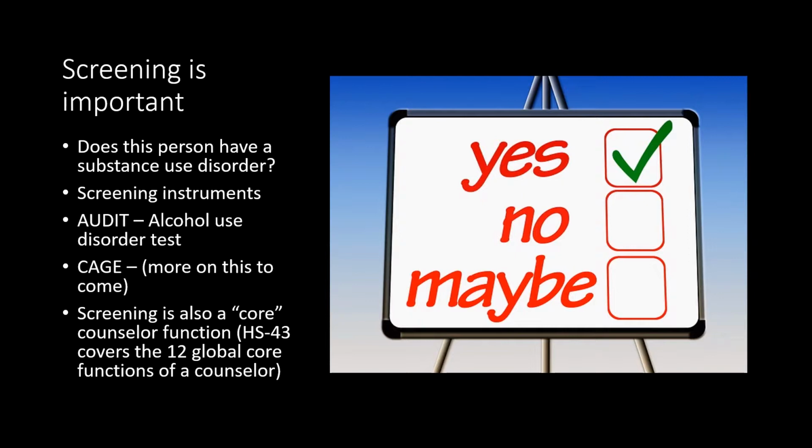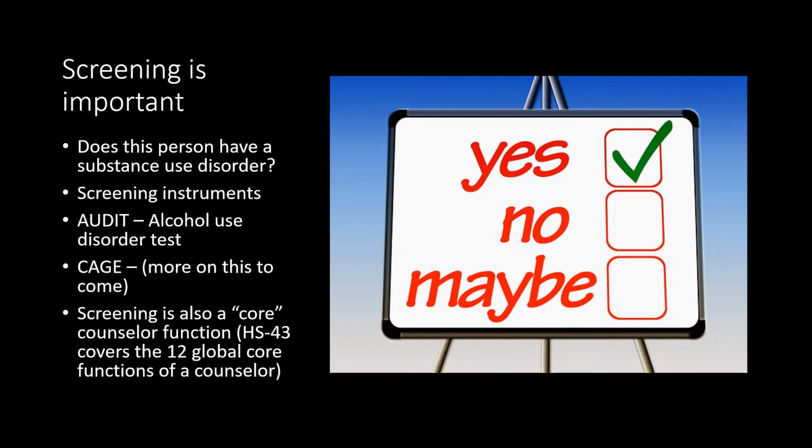There are a number of screening instruments that can be used: AUDIT, the Alcohol Use Disorders Identification Test, and CAGE. I'll talk more about this in an upcoming slide. And screening is also considered a core counseling function. In one of the classes I teach, HS 43, we cover all of the 12 global core functions of a counselor, the things that a drug and alcohol counselor has to actually do on the job.